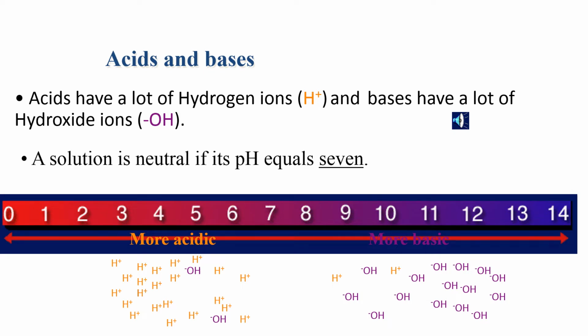A solution is neutral if its pH equals 7. So at 7, hydrogen and hydroxyl ions are equal, and so it is neutral. And there is another pH which is called physiological pH, which is 7.35 to 7.45. So there are two types of pH: neutral pH, which is 7, and physiological pH, which is from 7.35 to 7.45.